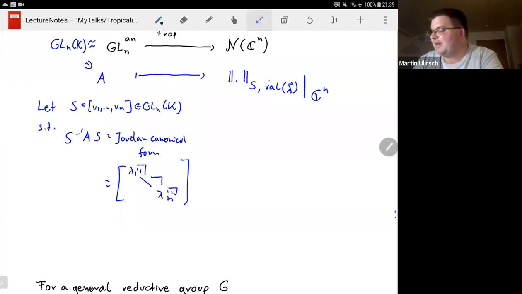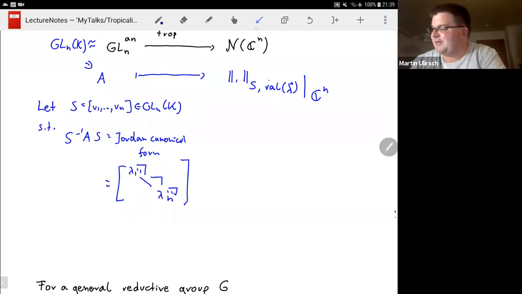So it's a norm on K to the N, you restrict it to the subfield C to the N. And this is the tropicalization map. A priori, one can make anything up in the definition, of course. I mean, not anything, but a lot of things. But as it turns out, I'm going to give some justification, but I think this is the right way of doing it.